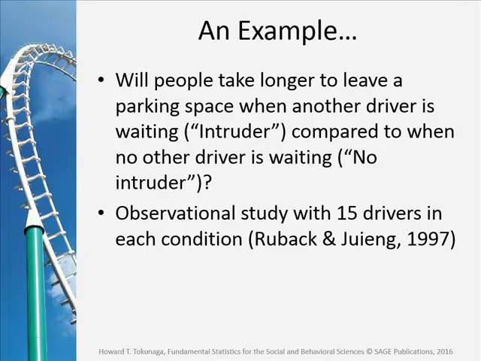Now the book uses this as an intruder. So the person waiting to take your spot is an intruder. And if there is no intruder, well, that's another condition. So our population are times leaving a parking spot. One side of the distribution is when you have an intruder. The other side is no intruder. That happens to include all instances of leaving a parking spot. We agree on that? Because there's either somebody waiting for you or not.